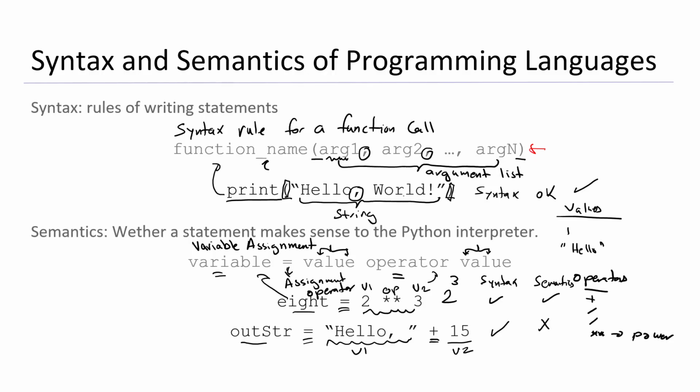So the key takeaway from here is that just because you write a statement that is syntactically correct doesn't mean it is also semantically correct. And as we'll see next, you will often encounter errors when you are writing Python statements, and these errors can be either syntax or semantic errors.